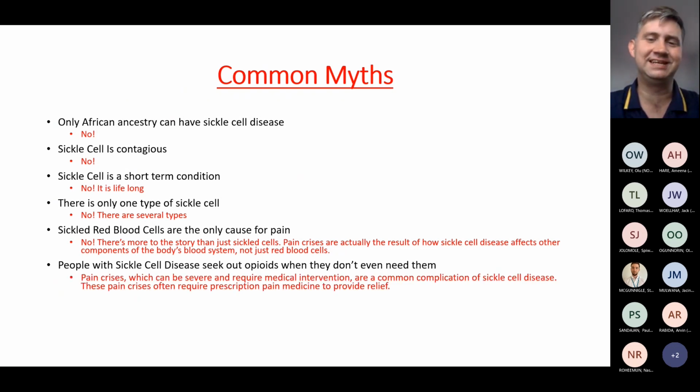People with sickle cell disease seek out opioids when they don't even need them. That's a common one, and there's a lot of prejudice around the world about our patients being drug seekers. When they're having a pain crisis, which can be severe and require medical intervention, and it's a common complication of sickle cell disease, these pain crises often require prescription pain medicine to provide relief. And they are opioid based, generally speaking, when they come into hospital. And they're only coming in because they need it, because they're in so much pain.